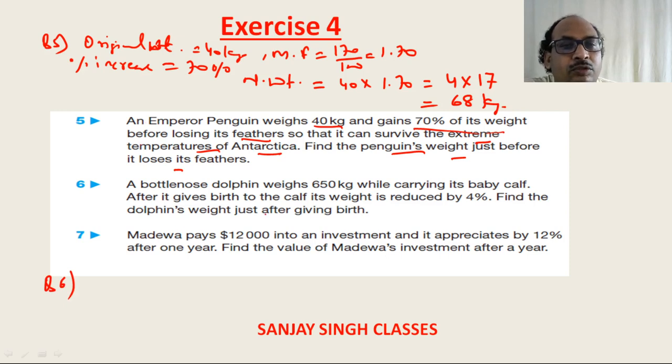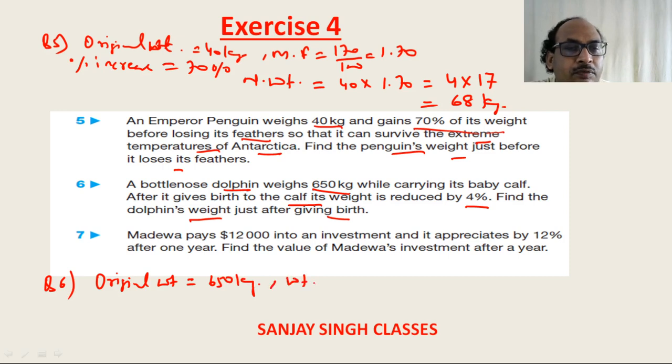Question number 6. A bottlenose dolphin weighed 650 kg while carrying its baby calf. After it gives birth to the calf, its weight is reduced by 4%. So find the dolphin's weight just after giving birth. So original weight is 650 kg.